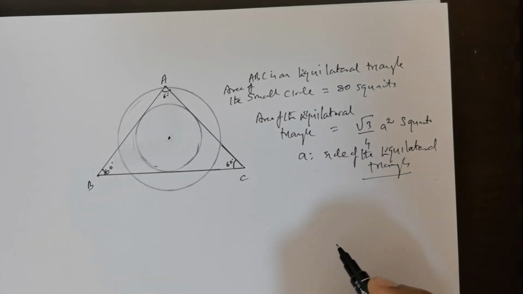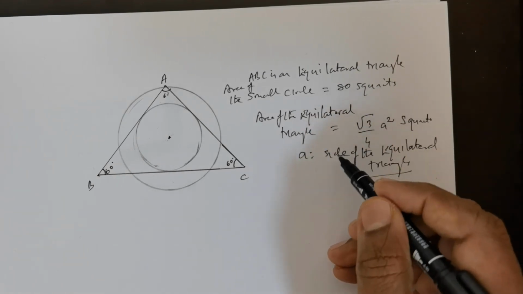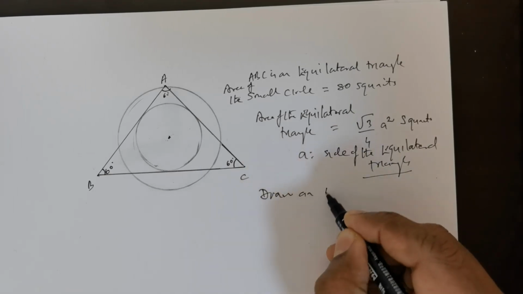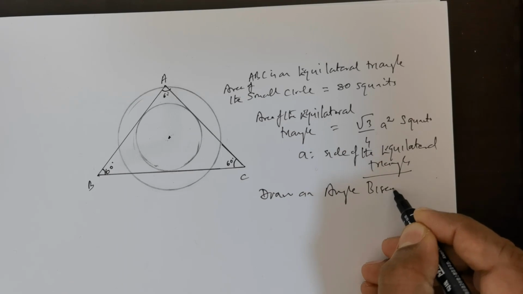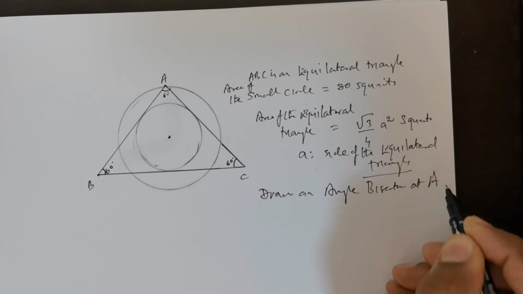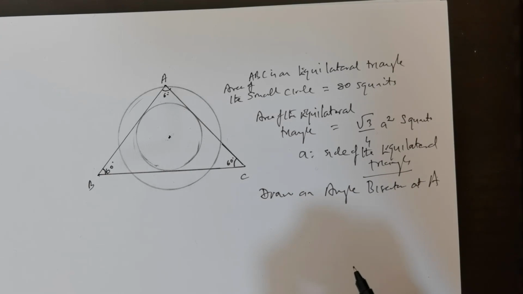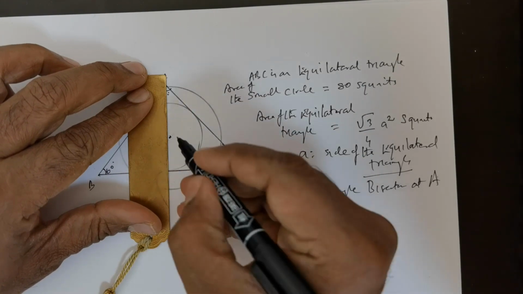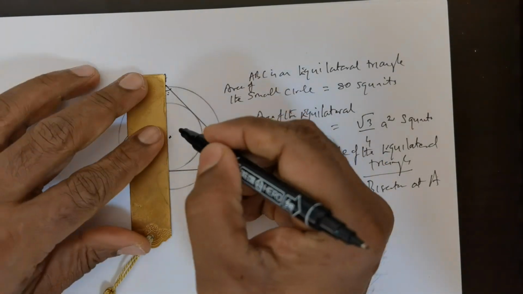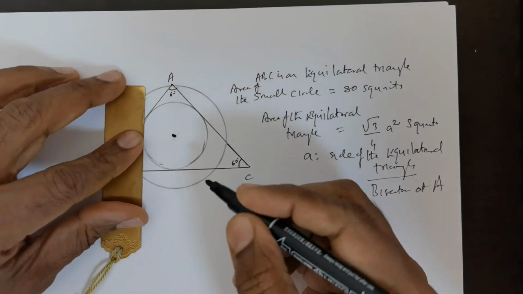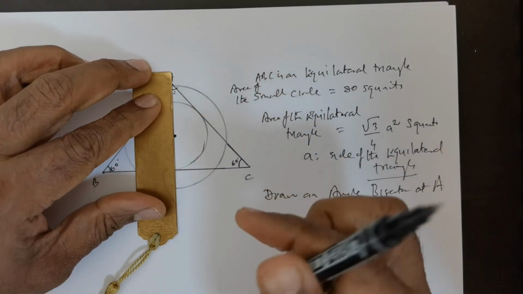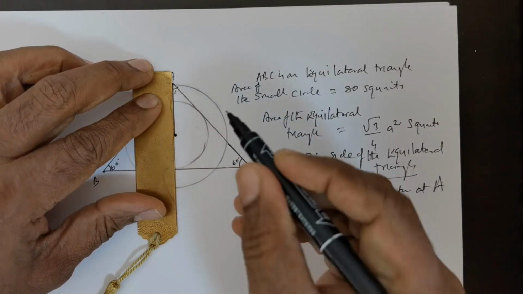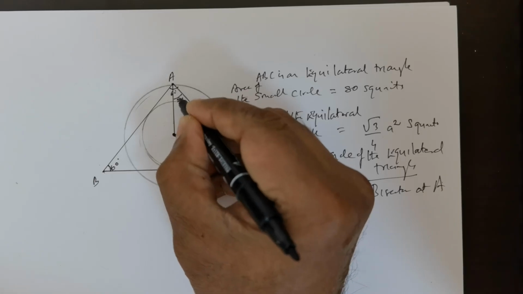So having got the two important pieces of information out, what I wish to do is draw an angle bisector at A. If I draw that angle bisector, it would actually hit the center, the concentric circle I have already mentioned to you. So this is going to be 30 degrees. So this angle is 30, this angle is 30.